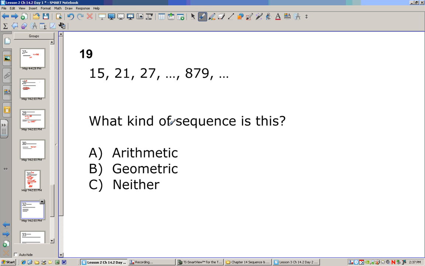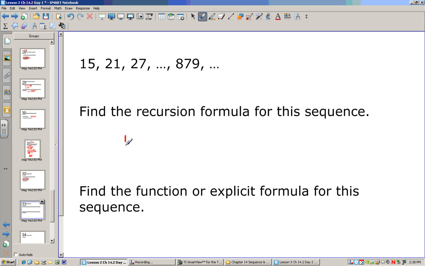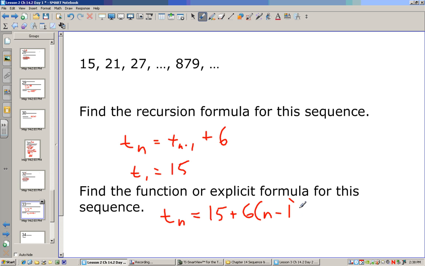Now let's try this one. What sequence does this represent? Well, we're going up by 6 each time, so it's arithmetic. Find a recursive formula. Well, we take our previous term, and we're just going to add 6 each time with the starting term at 15. Now our explicit formula, we start with our starting term plus our common difference times n minus 1.